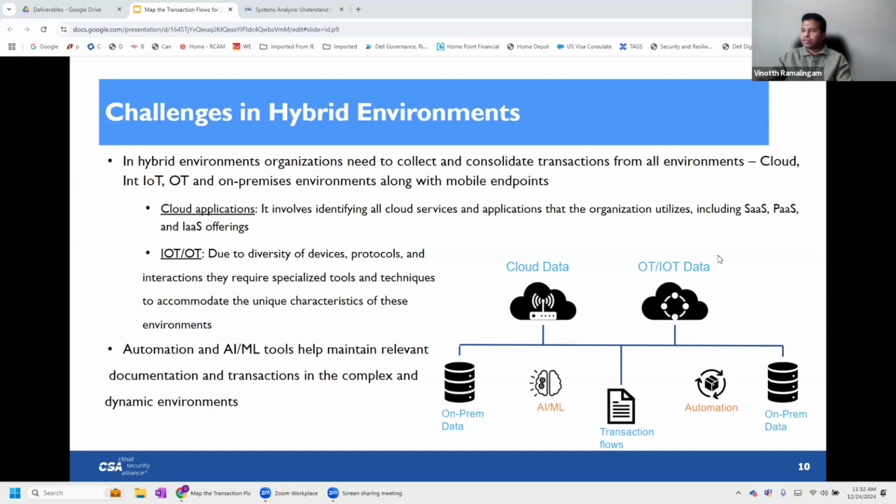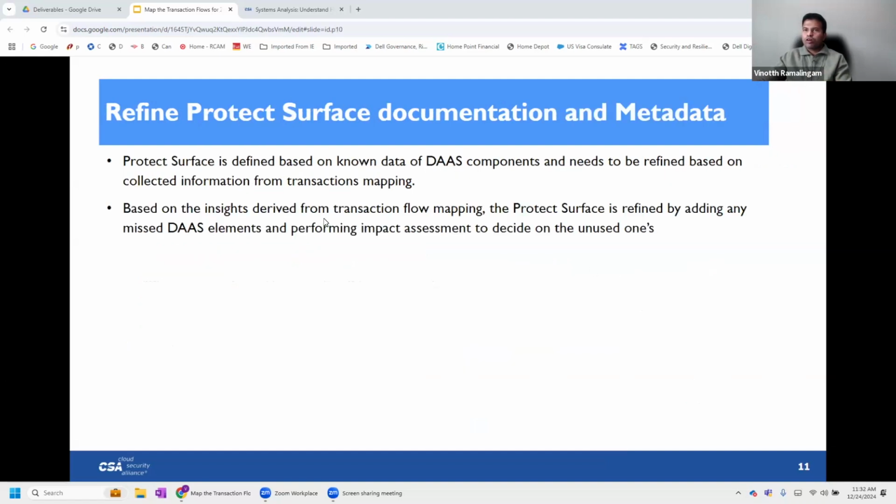Okay, fantastic. Moving on, so we talk about once the transaction flow mapping has been created, what next? How it can be leveraged, like it's kind of like a reinforcement learning technique that's been frequently spoken in AI/ML languages, right? How we can use that knowledge that you have derived from transaction mapping to refine your protect surfaces.